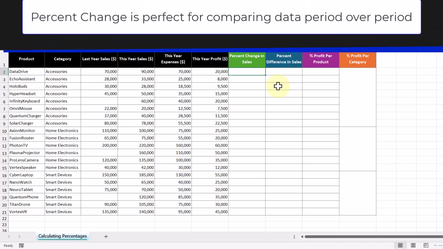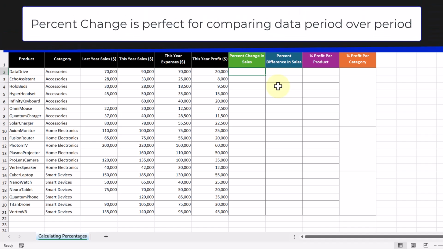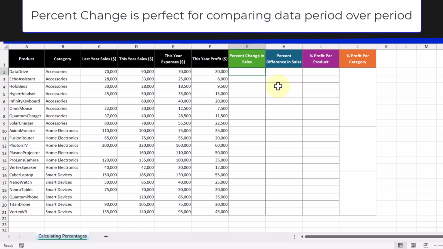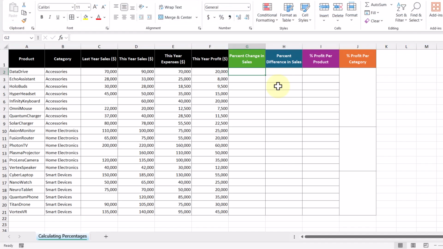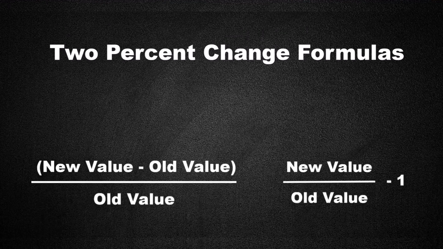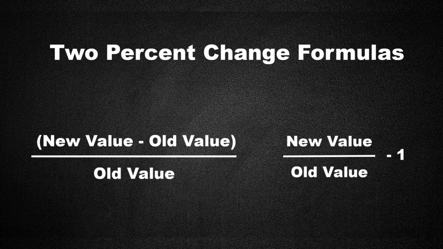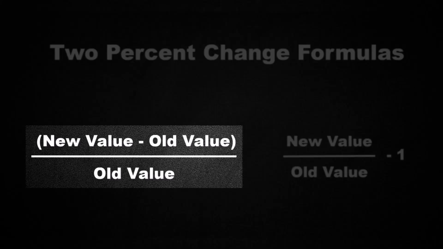In general, percent change is perfect for comparing data period over period. In this example, we want to see how the sales numbers change from last year to this year. There are 2 formulas that we can use to calculate percent change, which are shown here. Comparing these 2 formulas, the first one is a little more intuitive in my opinion because you can see the change in value in the formula.